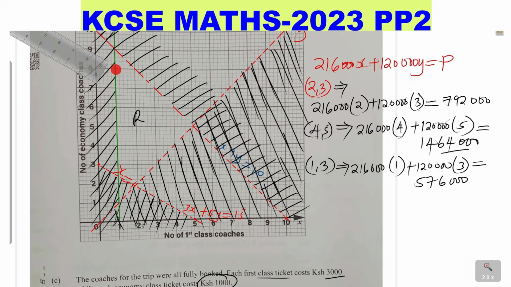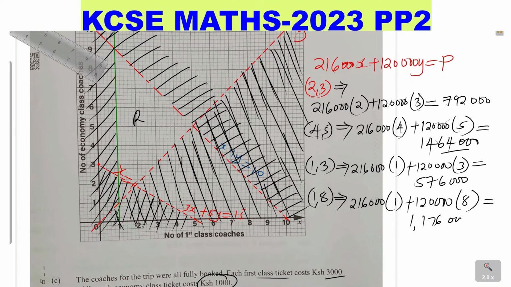Then pick the one on the upper side, which is (1, 8). So 216,000 times 1 plus 120,000 times 8. So this one will give 1,176,000.